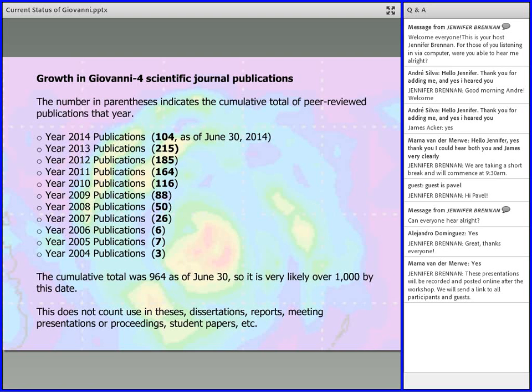As I note underneath this listing that shows the growth, we had 964 total on June 30th. When I'm done with the workshop, I'm going to add up how many we have now, and I expect that we'll be over 1,000. And that's fairly impressive.